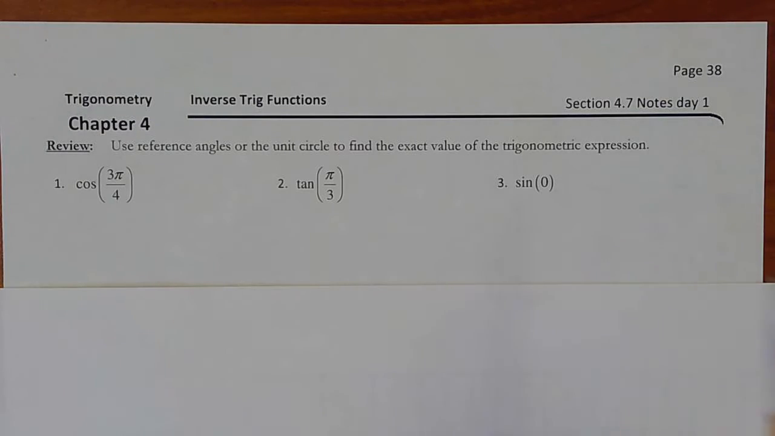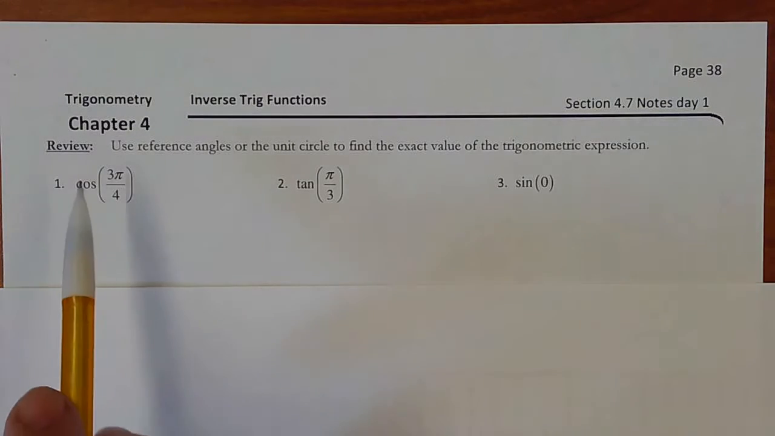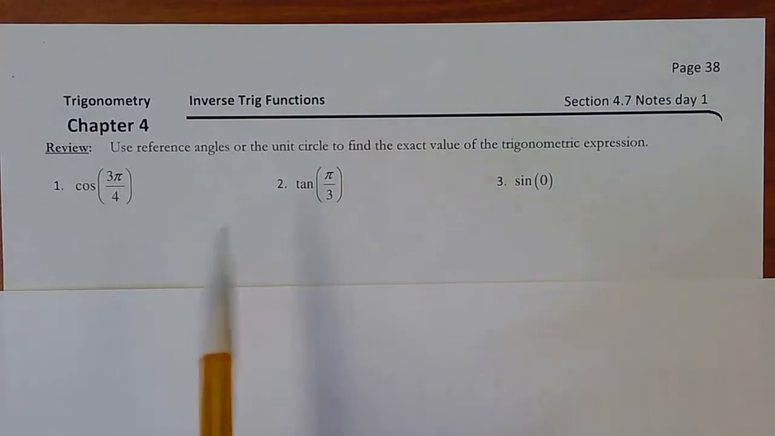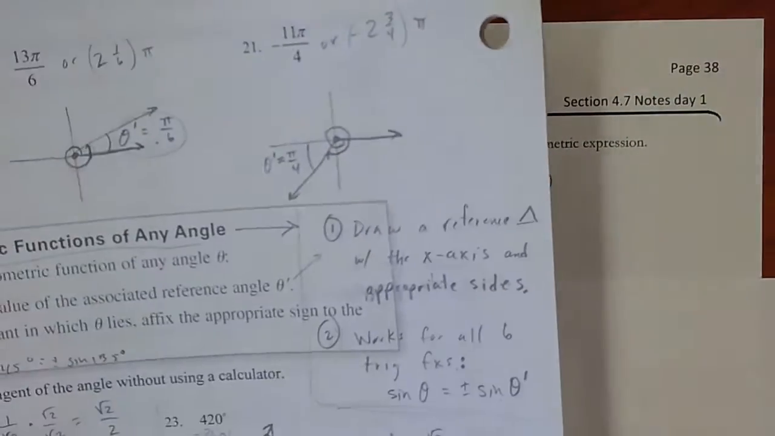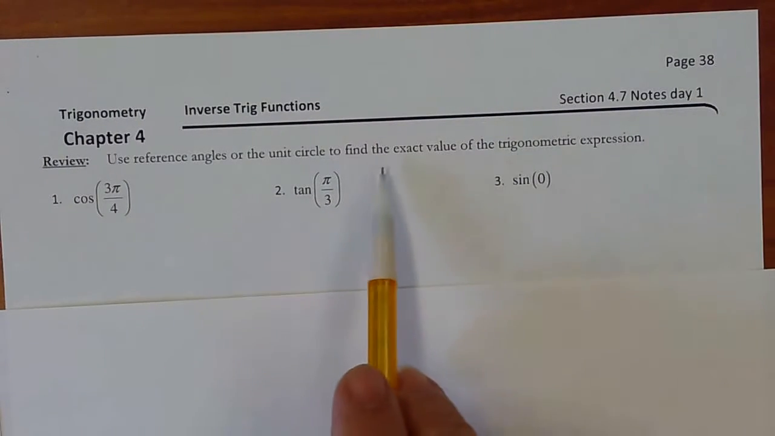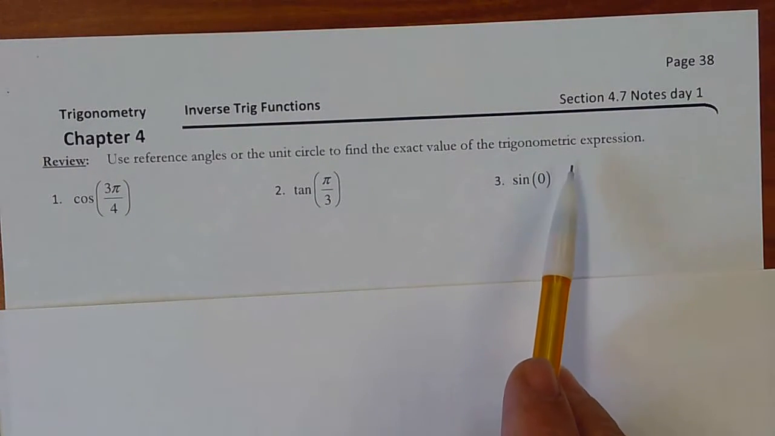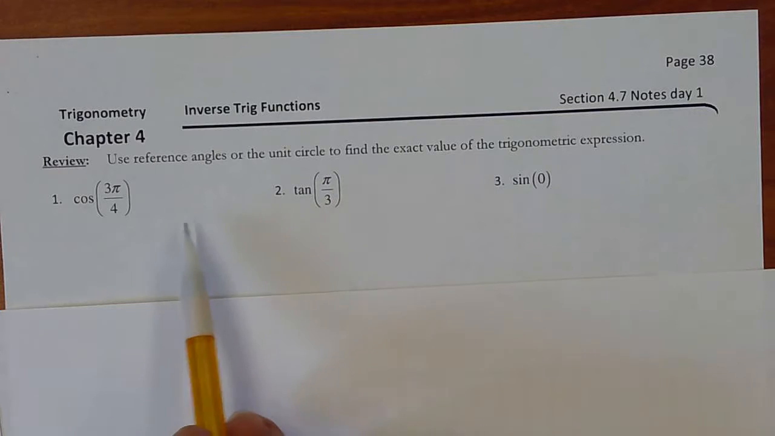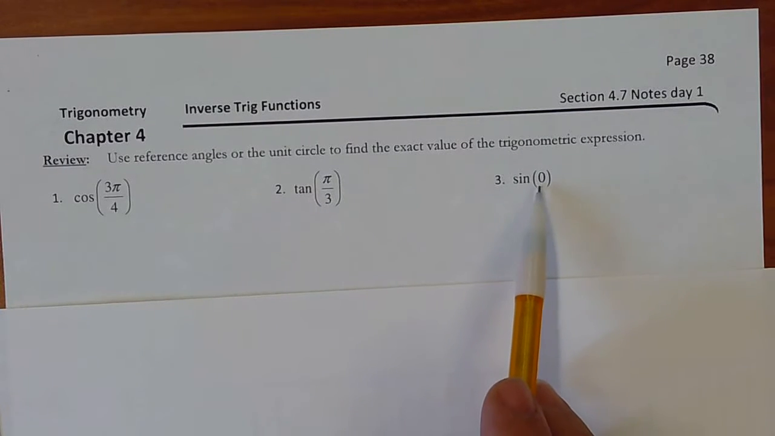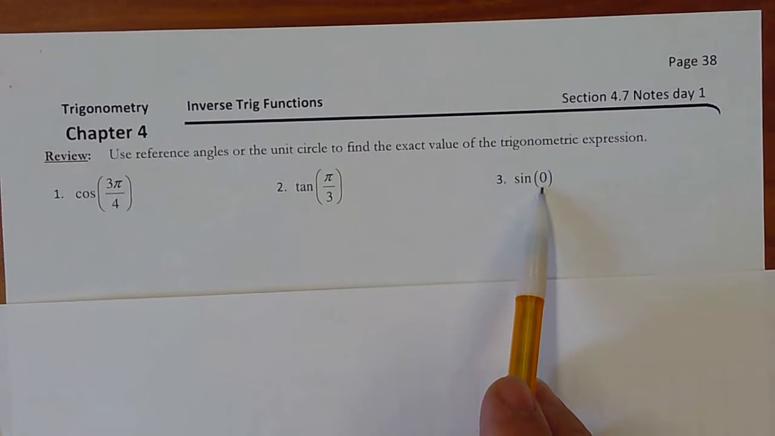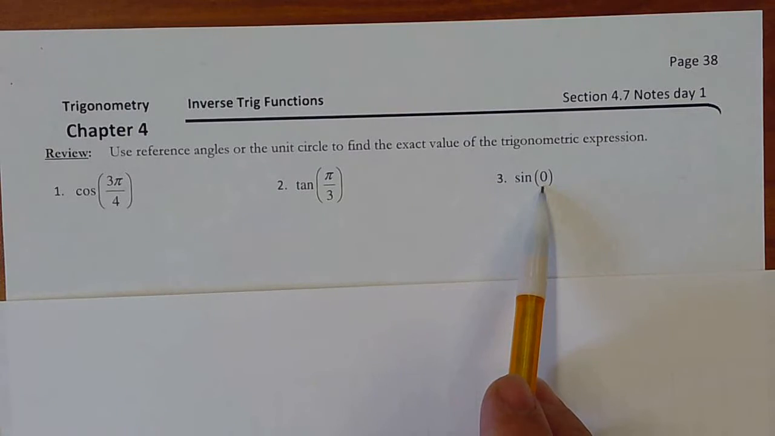Okay, to kick off section 4.7, we really need to review an important skill we did in section 4.4. So this could be your reference for this, where we used reference angles to find the exact value of these trig functions or trig expressions. Okay, this one though, when it's quadrantal, we just use the unit circle and a coordinate of 1, 0.